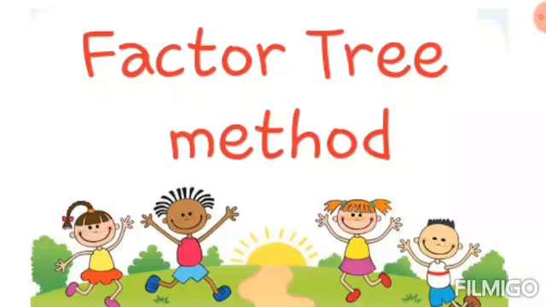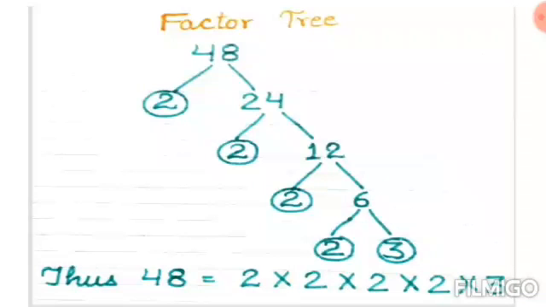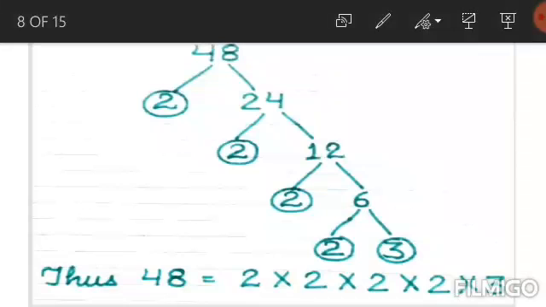Now first of all we will do questions related to factor tree method. Now it is very simple. It looks like a tree. Now the number is 48. First of all, we will divide 48 with the smallest prime number, that is 2.